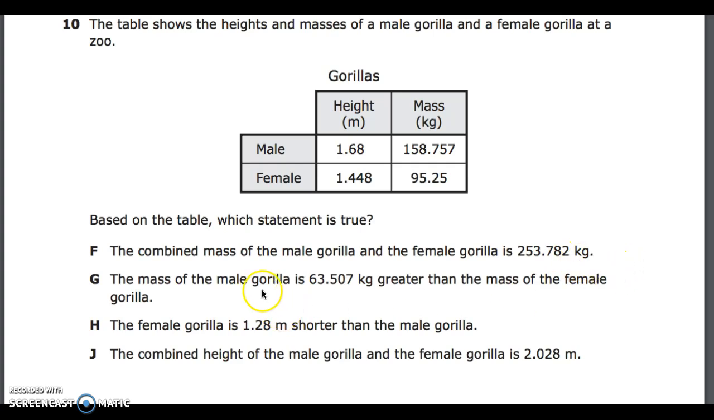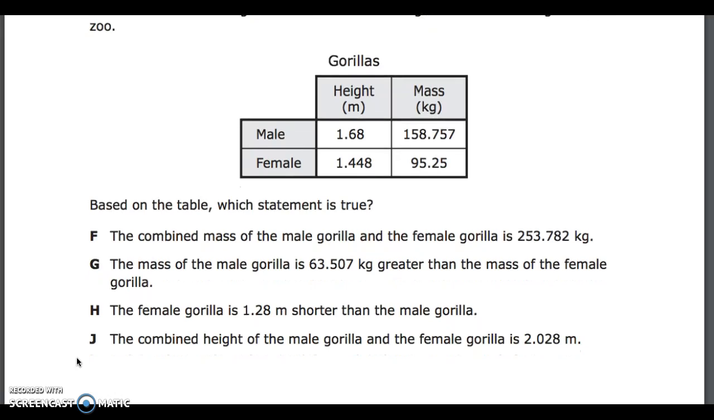G. The mass of the male gorilla is 63.507 kilograms greater than the mass of the female gorilla. H. The female gorilla is 1.28 centimeters shorter than the male gorilla. J. The combined height of the male gorilla and the female gorilla is 2.28 meters.